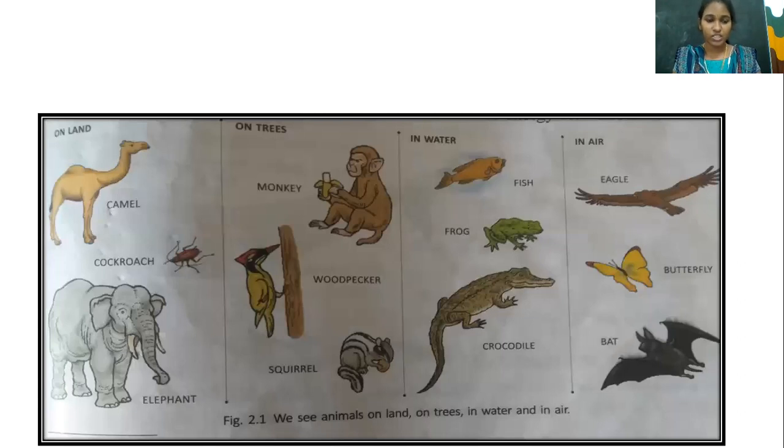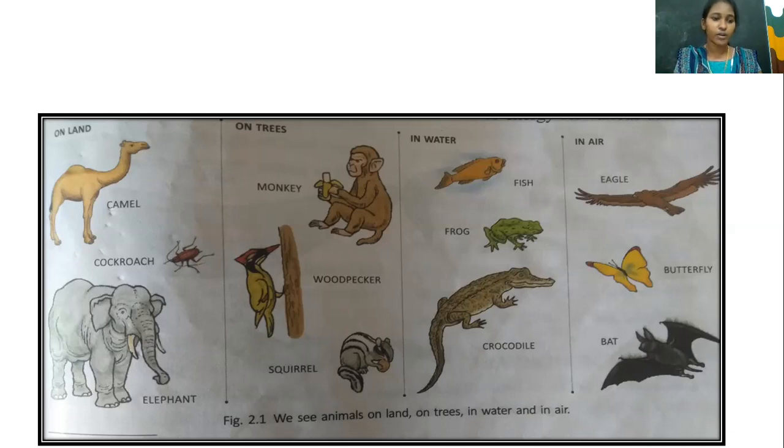Now look at this picture. There are so many animals in this picture. But these animals are classified into 4 groups in this picture. That means animals on land, animals on trees, animals in water and animals in air.